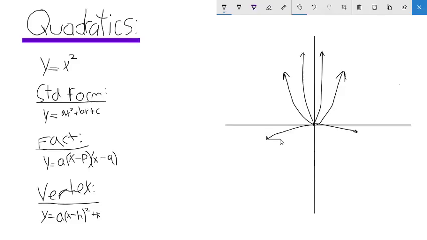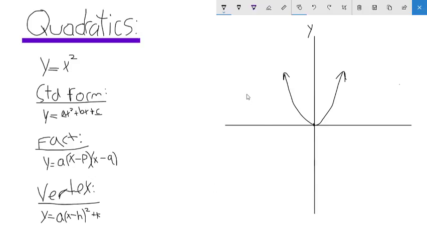Okay, our factored form... standard form tells us a, and it also tells us c. C is the y-intercept of the graph, or where the graph intersects the y-axis, right here. And then our factored form has the same a right here, and this a is the same as this, so this a will also tell you how far stretched the parabola is. And then the p and the q, these are the x-intercepts of your graph.